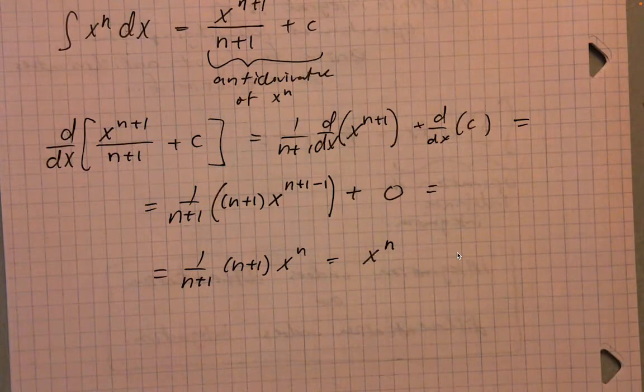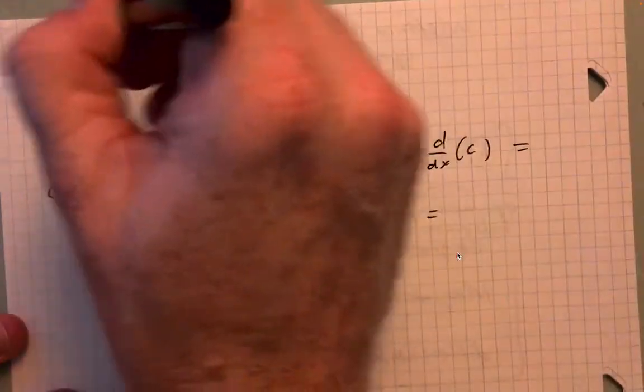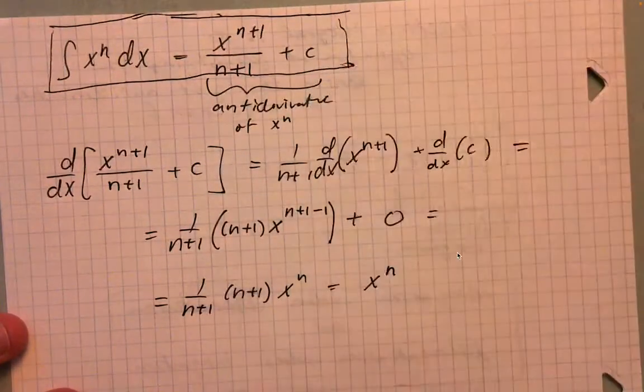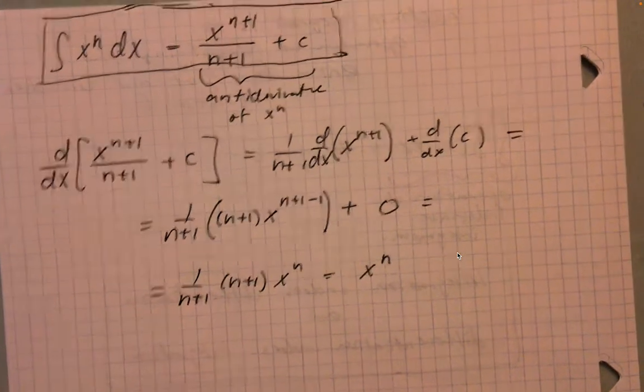So that's the justification. So maybe this is our first integration formula. And we could get a whole bunch of other ones. If you just think back to all of those differentiation formulas, many of them are easy to flip on their head. Like, for example, the trig functions.